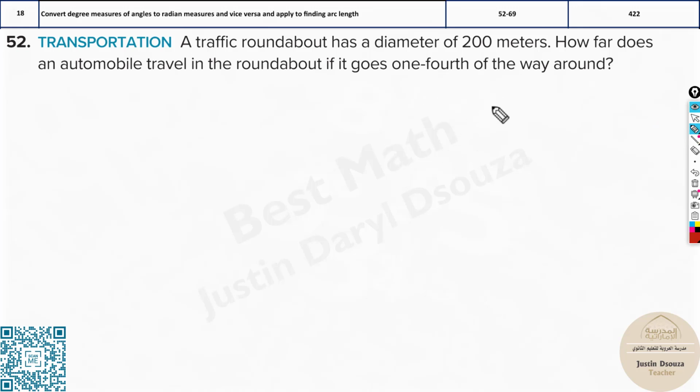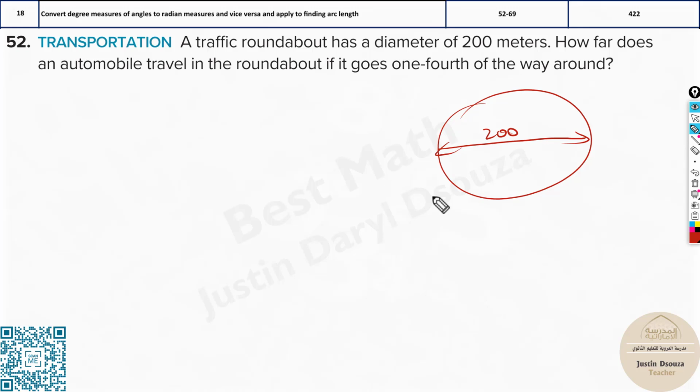So now, what is the diameter of the roundabout? Its total distance is 200. So we need the radius. Radius will be half of it, 100 meters. Now, if you remember, how long the car travels is basically the arc length. They're told 1/4, right? Imagine the car started over here. It's going 1/4 only, a quarter of it.